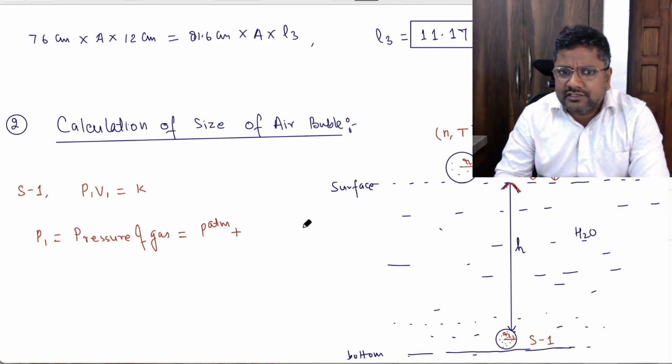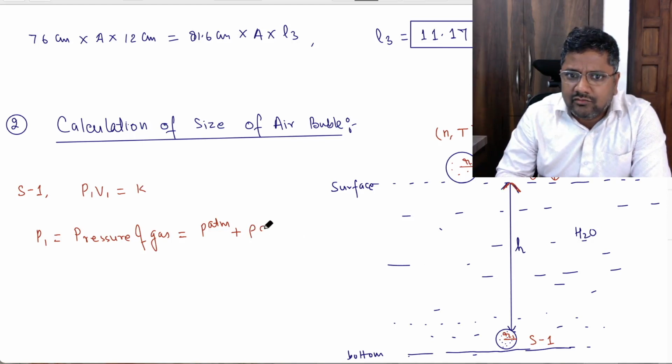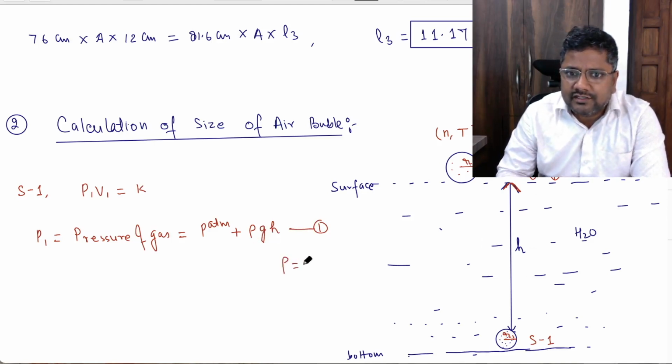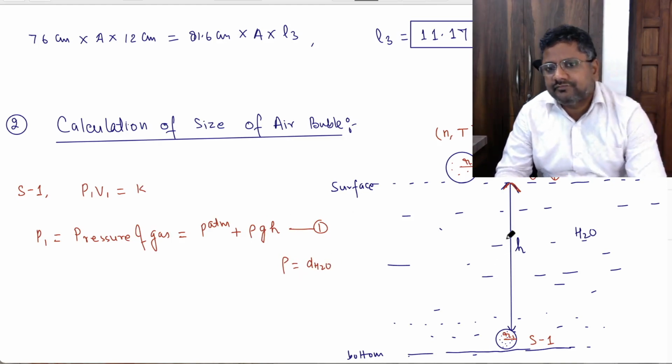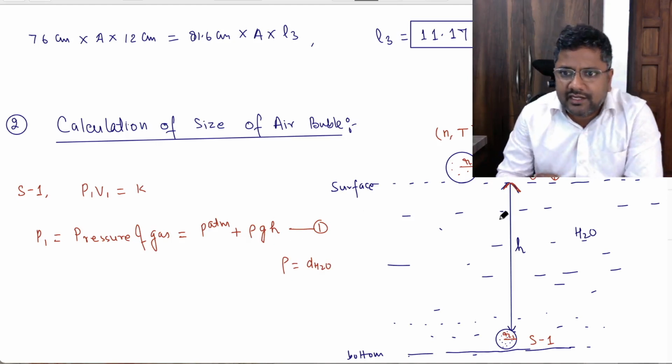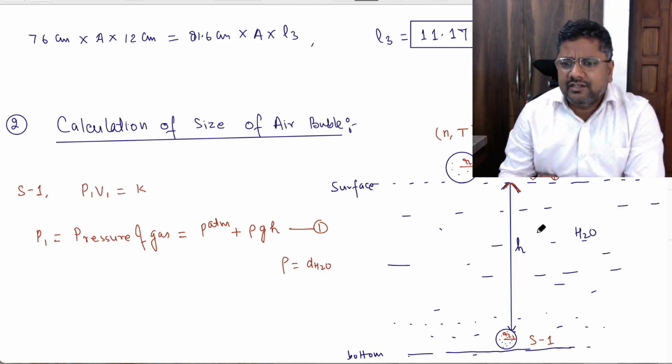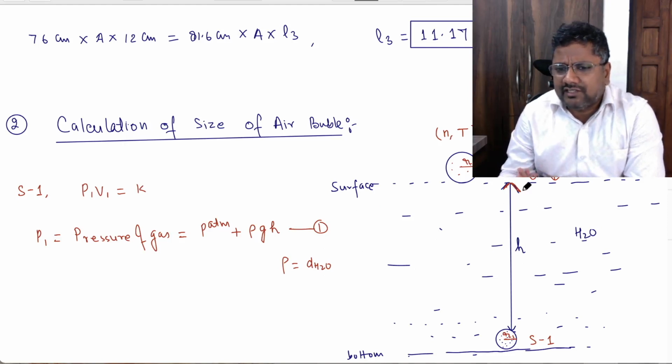So we can write rho g h. This is equation 1, where rho is the density of water, g is the acceleration due to gravity, and h is the height of the water column. And 10 meters, approximately 10 meters, will always come as a constant.